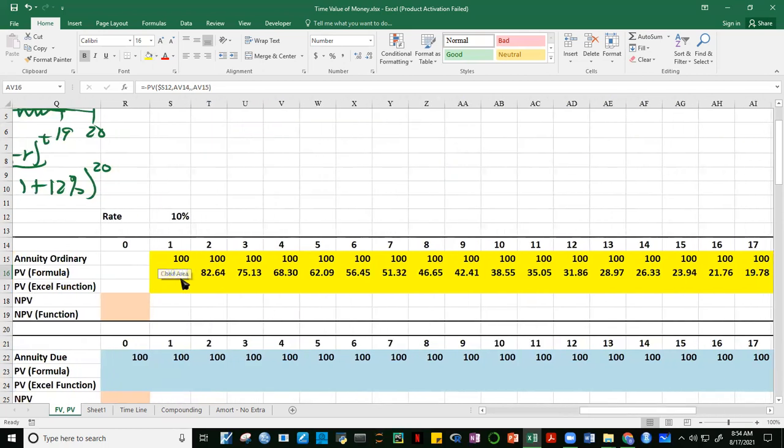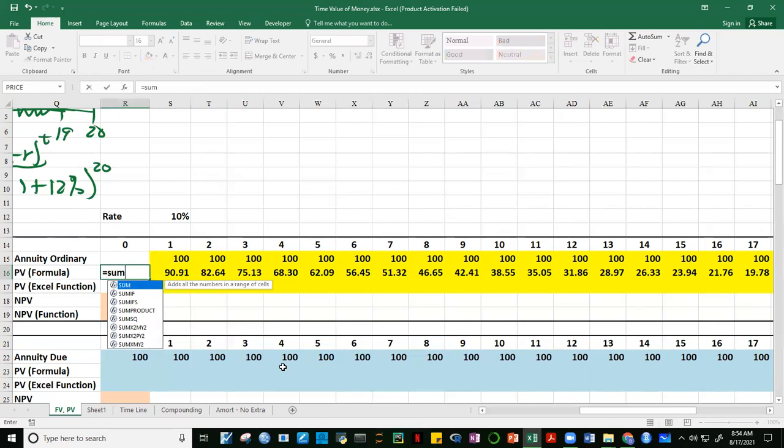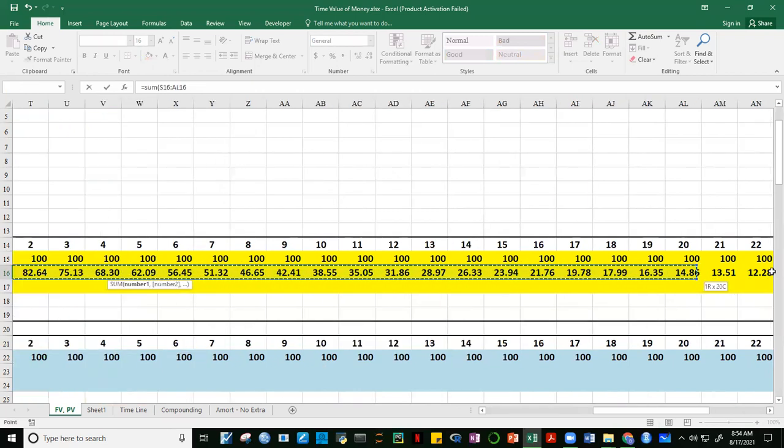So pwede na ba natin siyang ma-add itong mga to? Yes, pwede natin itong i-add, guys. We can now add this. So pag in-add natin siya, magkano siya ngayon? Okay, so this is equal to sum. We can now add all of this kasi mga present values na to lahat.